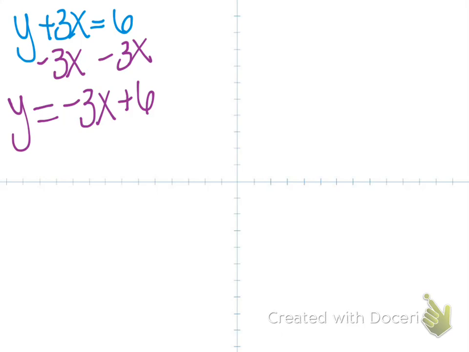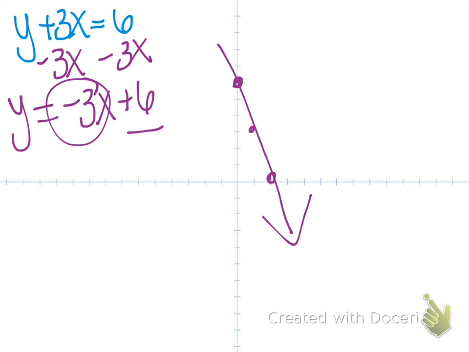Now that the y is by itself, we'll plot the y-intercept, which is 6, and put a dot. And our slope now is negative 3, so we'll go down 3 and over 1. Down 3, over 1. And there's our line.